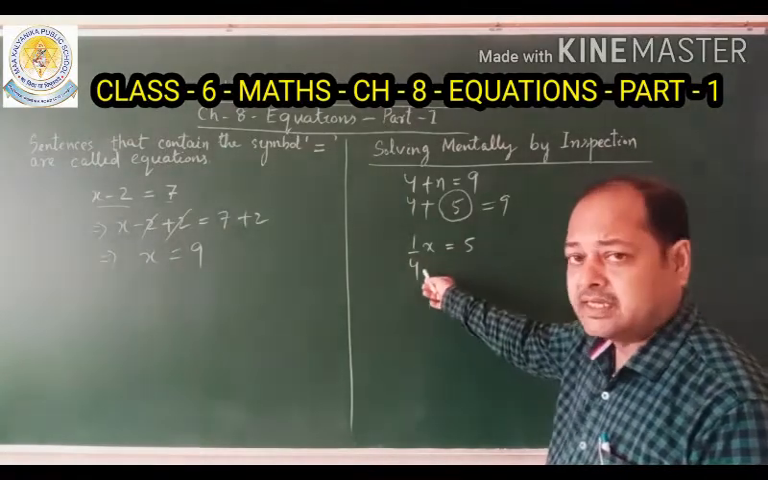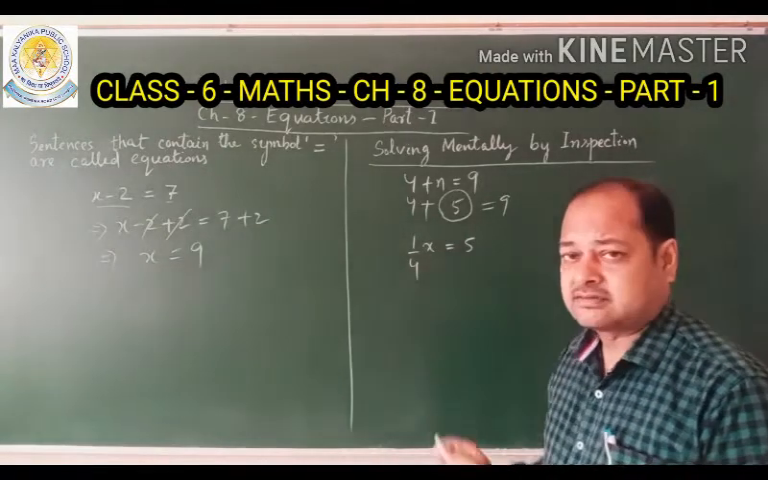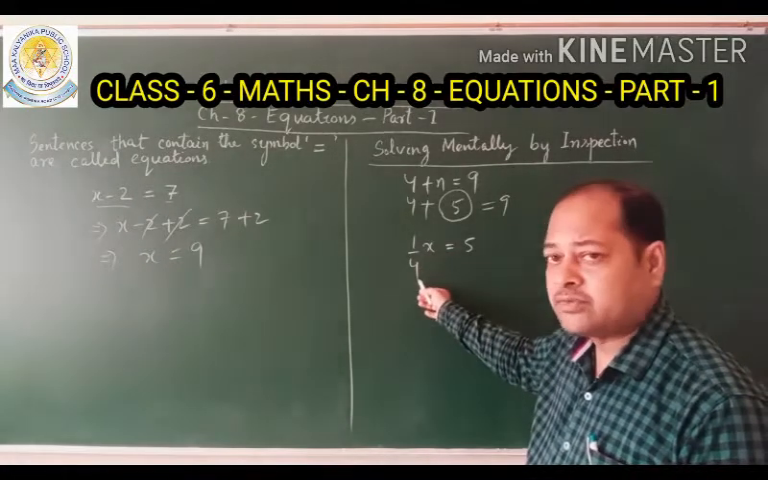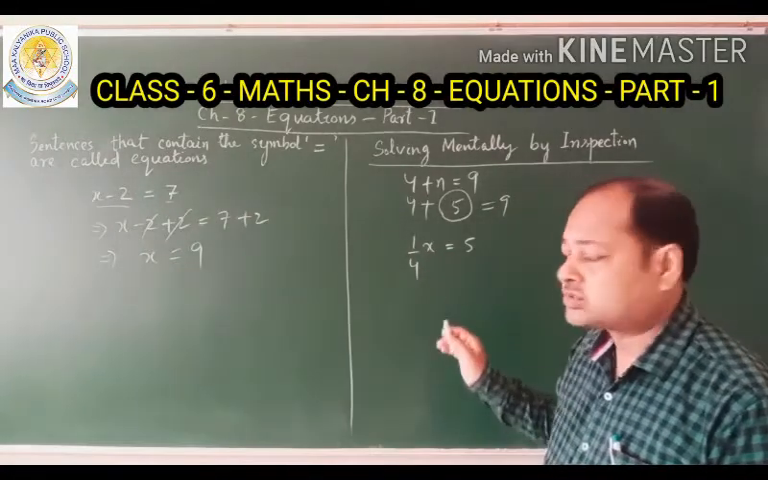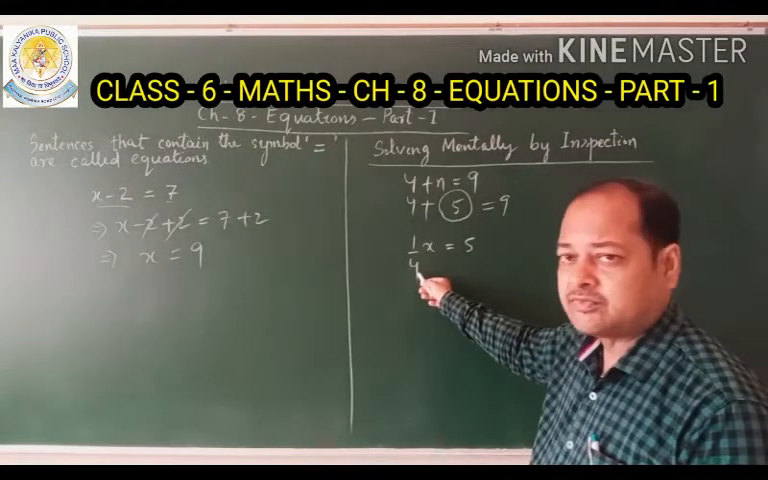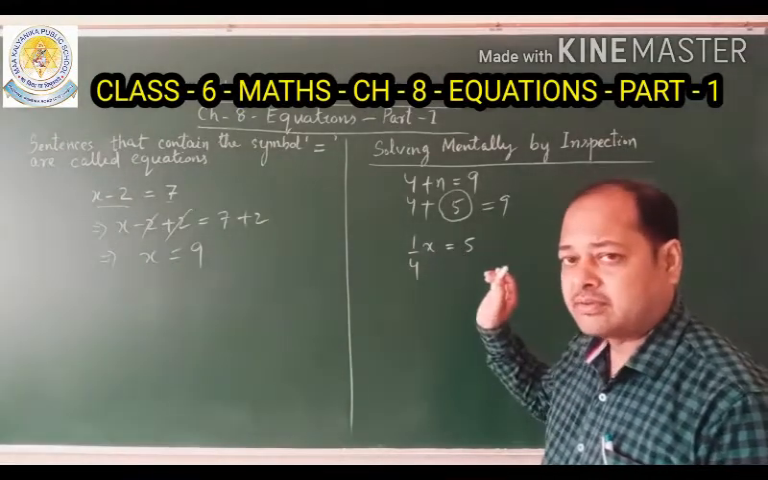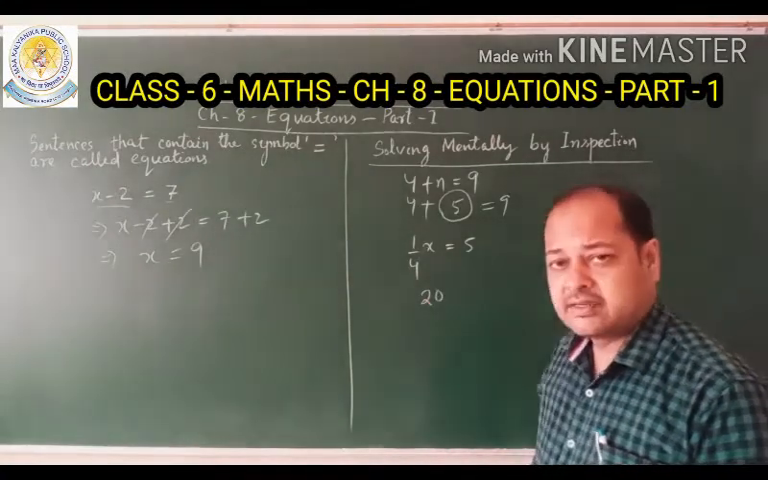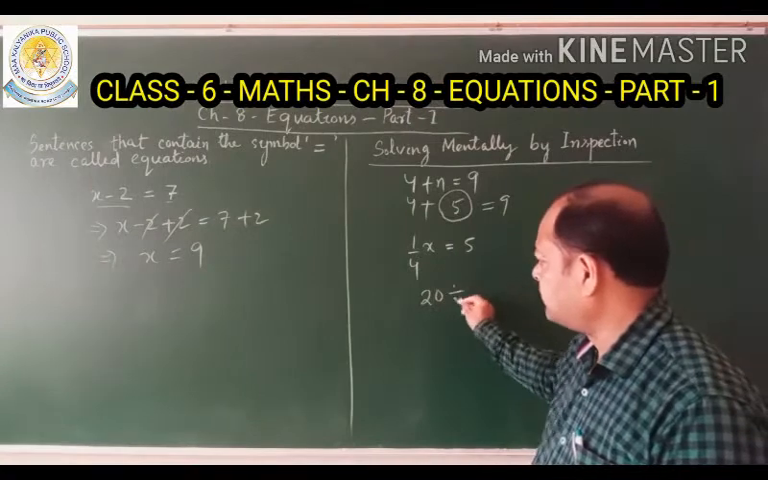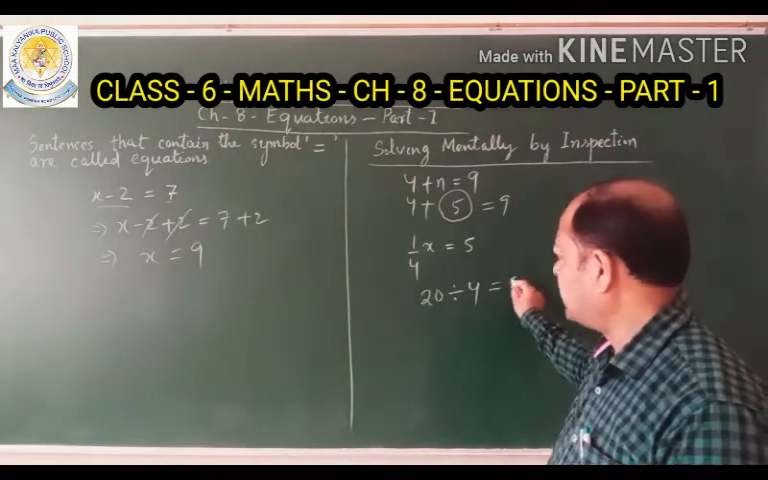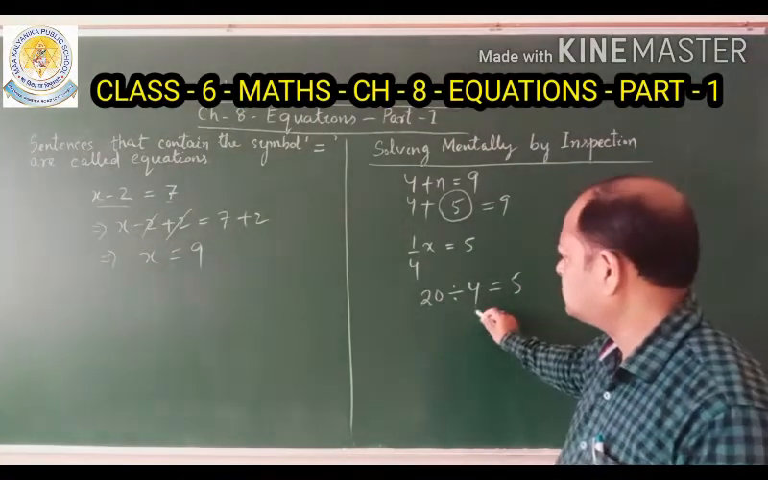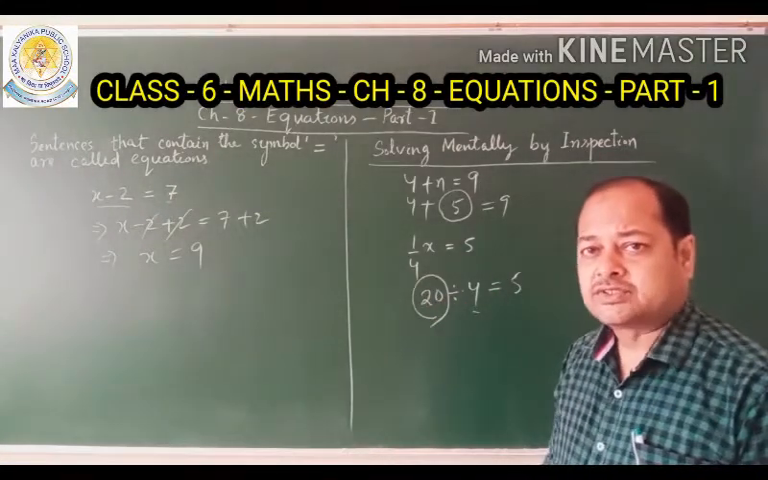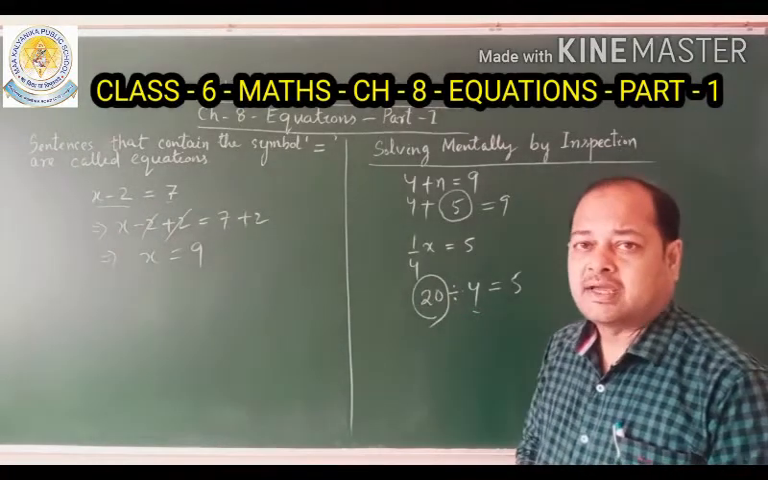Look at this example, x upon 4 equal to 5. That means x is divided by 4 and you get 5. So which number divided by 4 gives 5? That number will be 20. If 20 is divided by 4, definitely you will get 5. That means x will be 20. So this is the way to solve mentally.